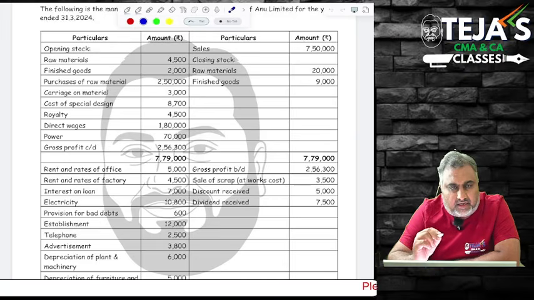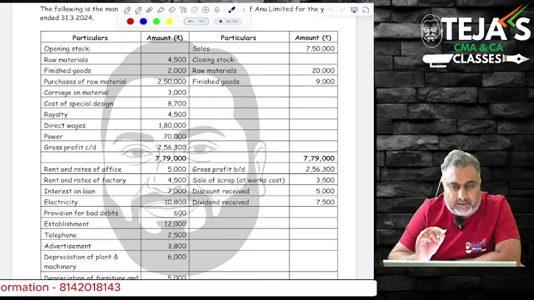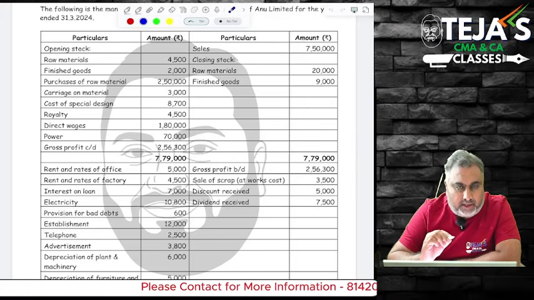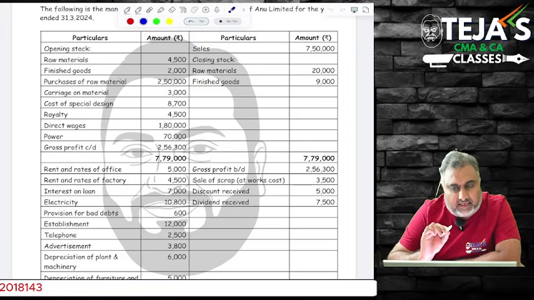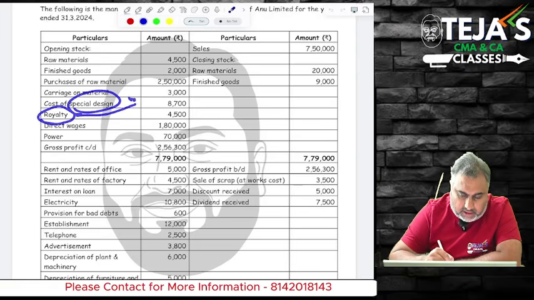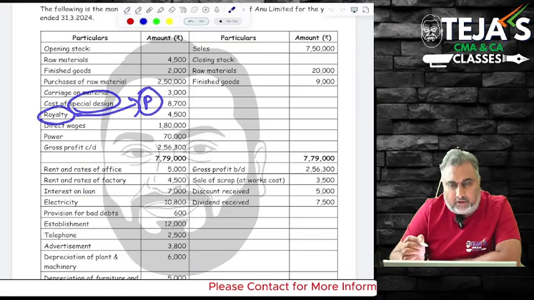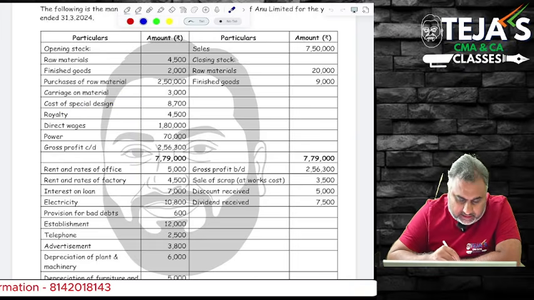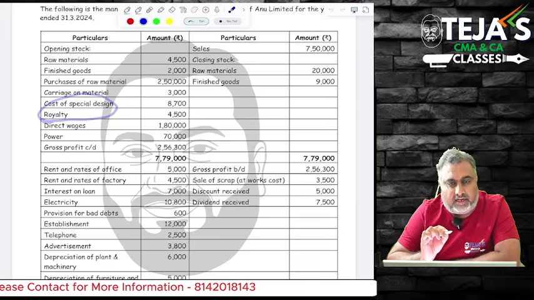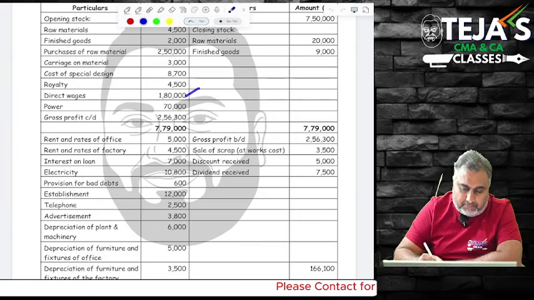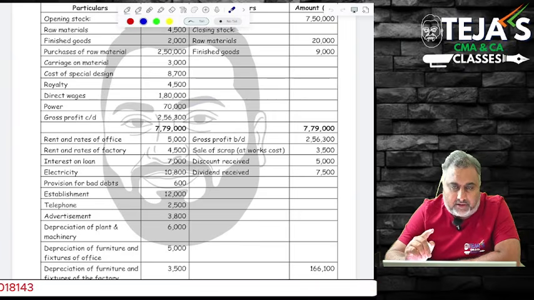What is the meaning of direct expenses? Whatever expenses we incur that are directly traceable to a cost object in an economical manner, you may call direct expenses. This royalty and special design are both directly related to the product and assigned to a cost object. That's the reason we call these two direct expenses. Direct wages provided; power will come under factory overheads.